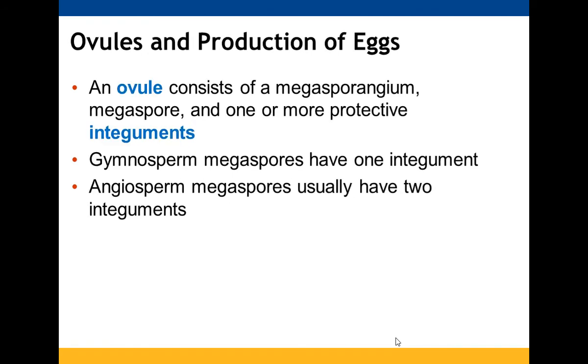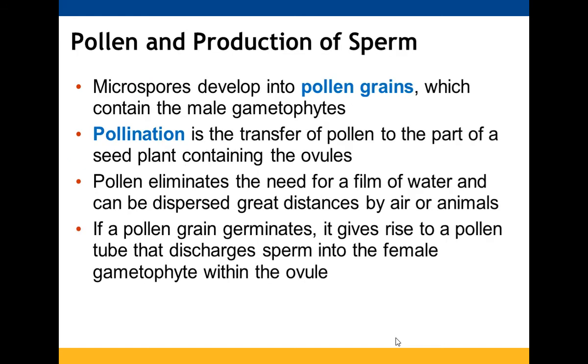The ovule is where the megasporangium resides. It contains the megaspore and integuments. The gymnosperm ovules typically have one of those, while the angiosperms have two of them. The microspores, where our male gametophytes are going to be found, are able to develop into the pollen grains. We all love pollen in the springtime, but pollen is what allows our plants to get fertilized. And pollination is when we have the pollen transferred to the part of the seed plant that contains the female gametophyte, the ovule.